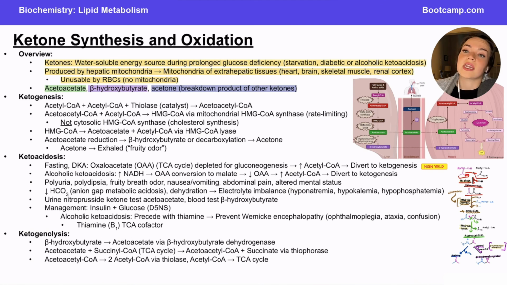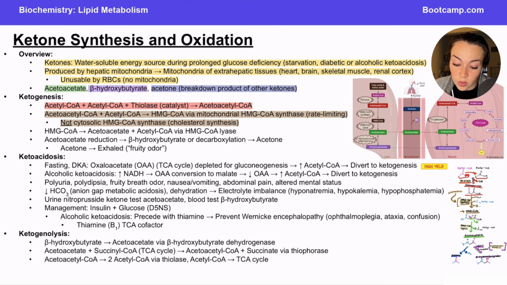So let's go back to the outline. Again, don't focus too much on that arrow pushing. You don't have to be able to draw any of that. It was just a visual aid, just to make sure that you understand the steps. We're going to combine these two acetyl-CoAs together using thiolase as our catalyst and create acetoacetyl-CoA. We're going to take that acetoacetyl-CoA, we're going to throw another acetyl-CoA on there to create HMG CoA. The enzyme that's going to mediate that is mitochondrial HMG CoA synthase, which was not the same as the HMG CoA synthase in the cytosol that we saw involved in cholesterol synthesis.